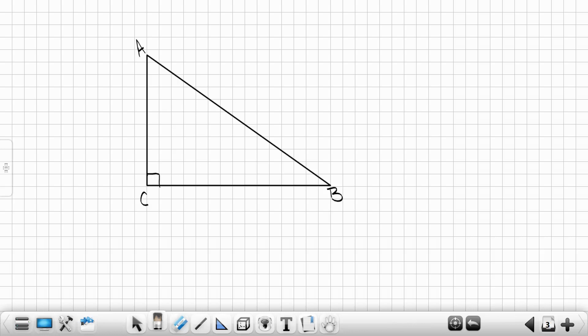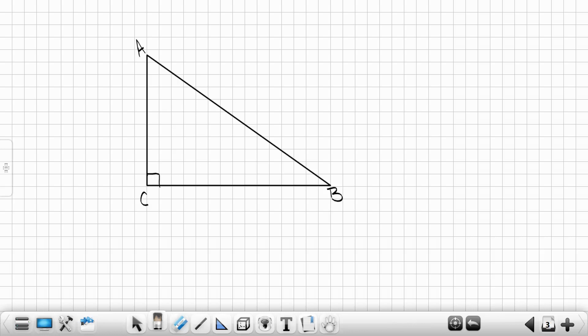Okay, so we have our triangle ABC, and I want to talk about what's considered opposite. When I say an angle, it's very easy. As long as everything's labeled, it's easy to say what's opposite. What's opposite is whatever does not contain that letter. So what is opposite angle B? What side? A to C. That's it, because A to C does not contain the letter B.